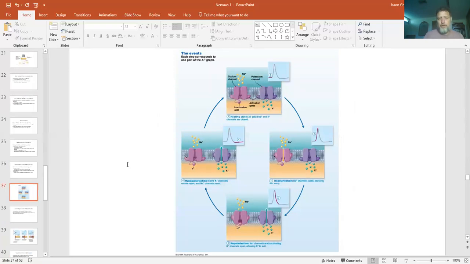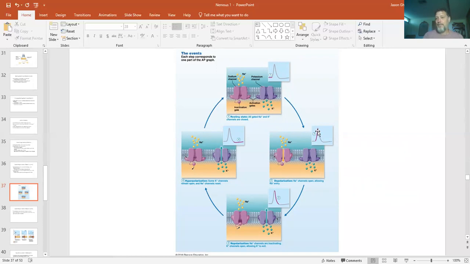So here's a flow chart. You see up here, we have our resting membrane potential. It's flat. The sodium channel opens up. All right, here you see the sodium coming in. They're showing you the sodium ions going in. So that's our depolarization.